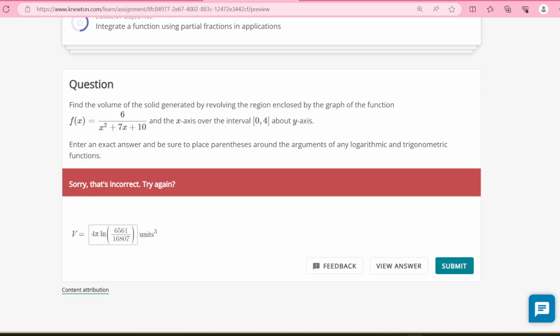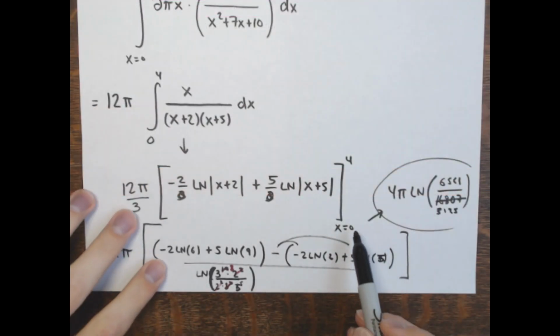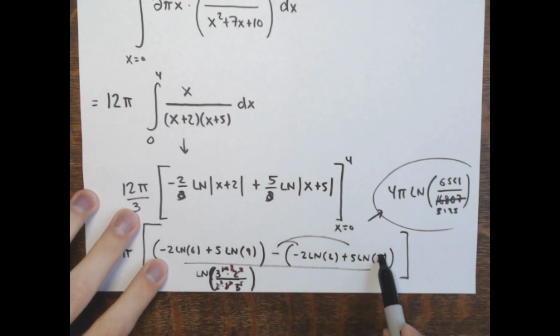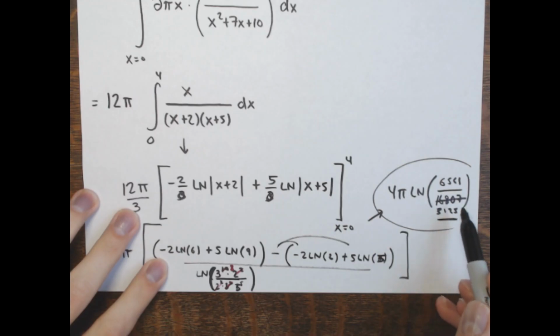All right, so I see where I went wrong. When I plugged in 0 here, I put the natural log of 7 to the 5th. I mean, 0 plus 5 is 5, right? So this should be 5 to the 5th, not 7 to the 5th, which is 3,125 in the denominator.